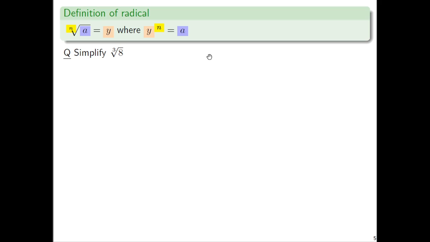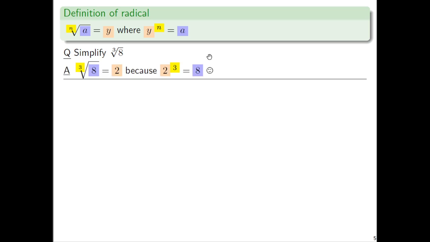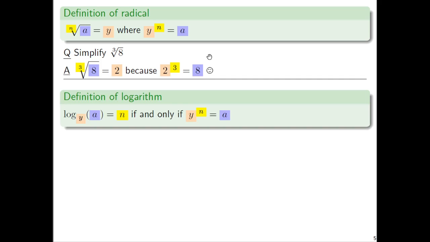And just as a review, to simplify the third root of 8, well, the third root of 8 is equal to 2 because 2 to the third power is equal to 8. All the color coding up there is meant to help. In the same way, the definition of logarithm is meant to help. So log base y of a equals n if and only if y to the nth is equal to a.